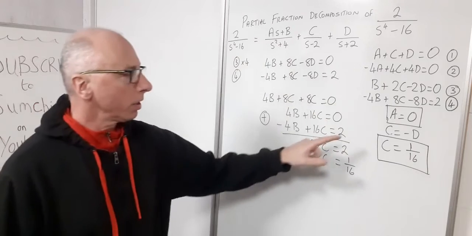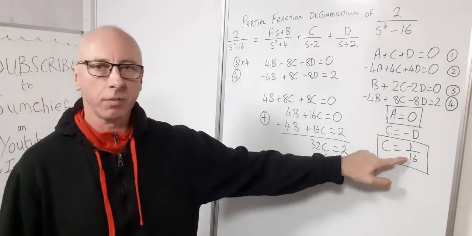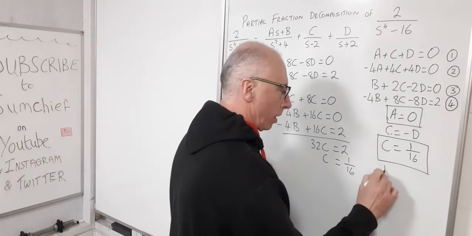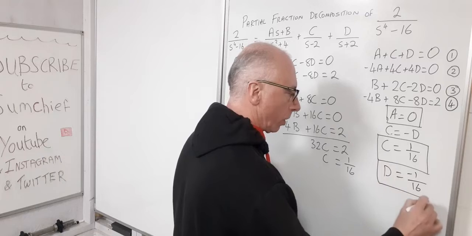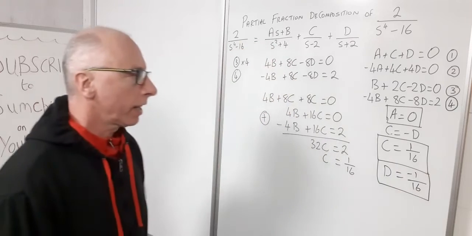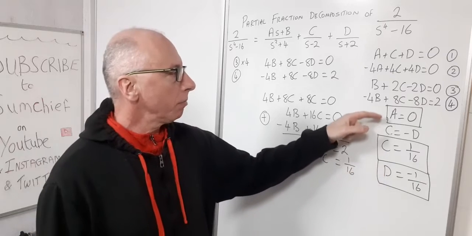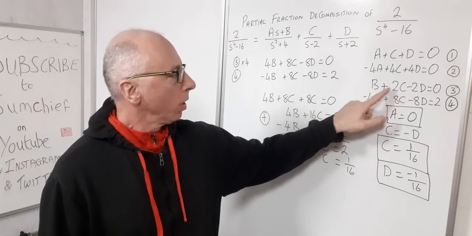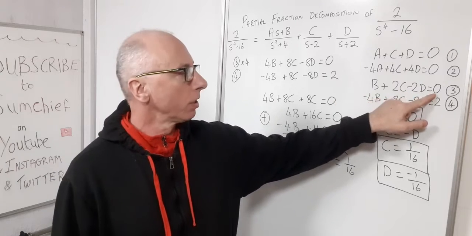Now I've also got c equals negative d. So therefore d will equal negative 1 over 16. So we can write that in there straight away from what we found in the first set of equations. So that would take care of that. Now with that, if I've got c, d and my a is 0, well, I've got b here as the only missing value for this equation.